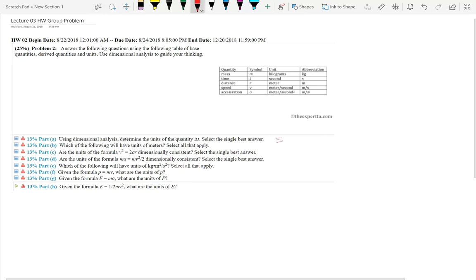Oh, that's tiny. Which of the following units will have units of meter? Okay, skip that one because it says which of the following. Okay. For the next one.